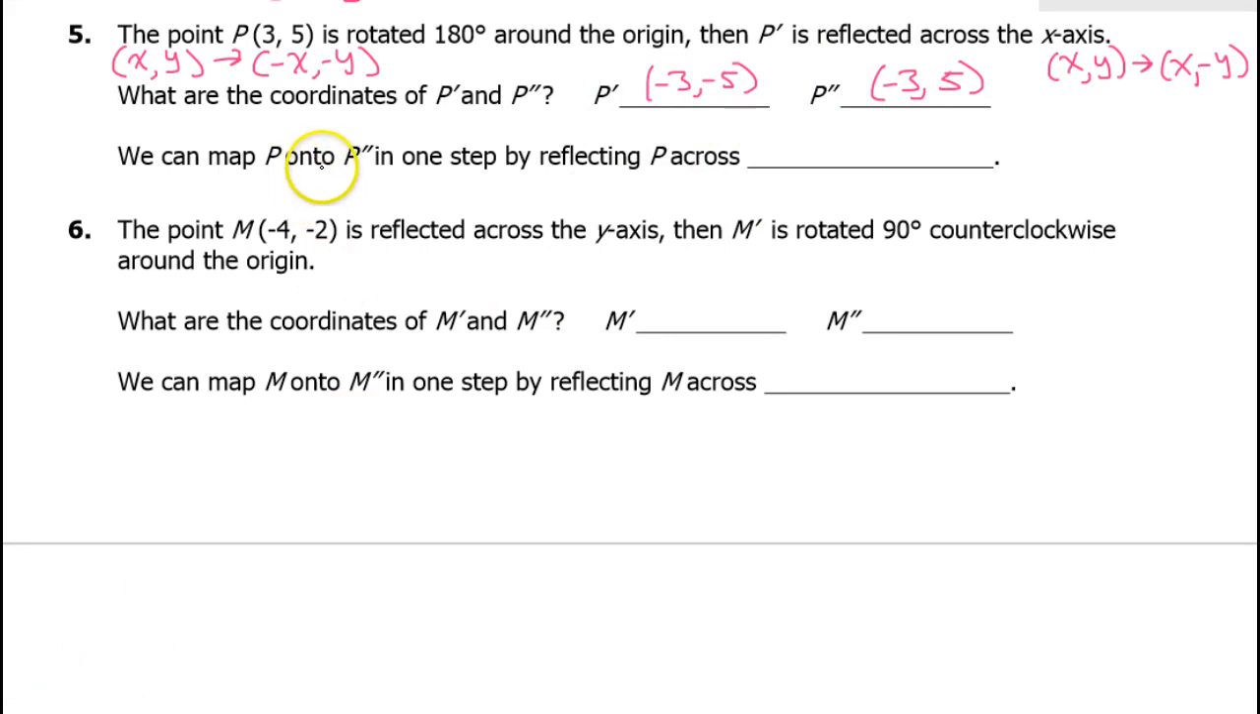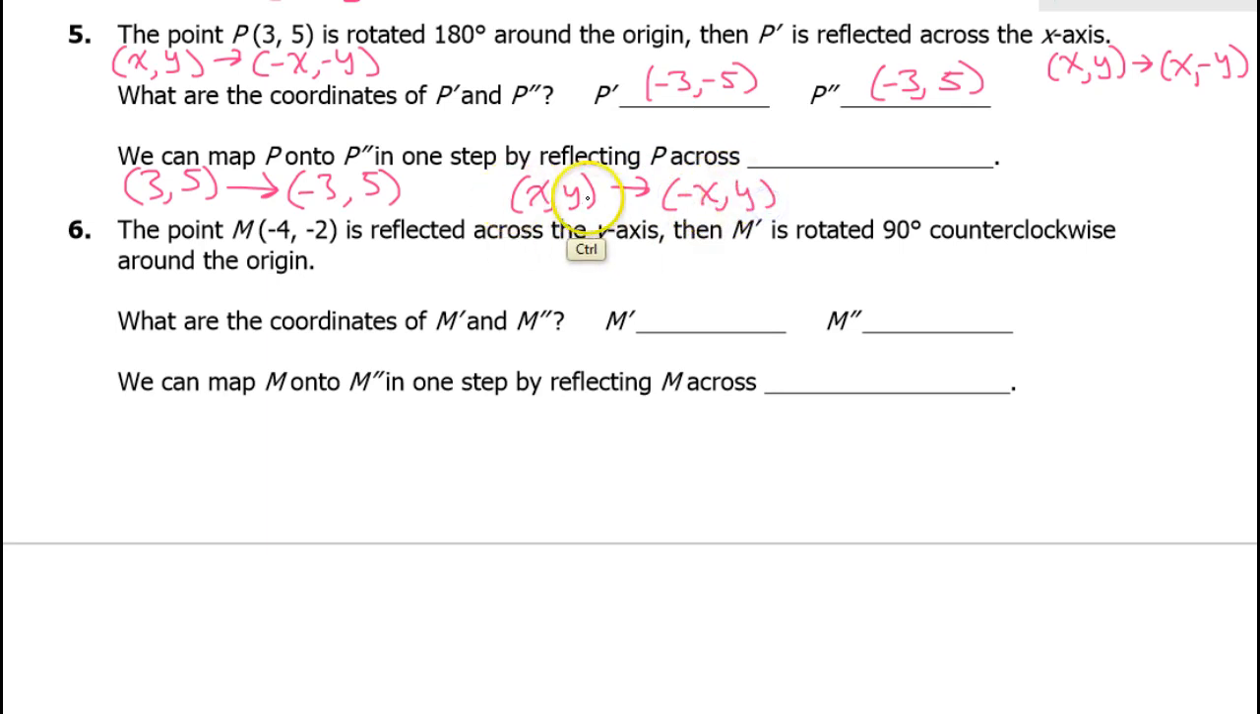All right, the second part of number 5 is interesting. They want to know, how could we map the original point P directly onto the final point P double prime in one step? Well, look at the points and look for the pattern. So the original point P was 3, 5, and then that became, in the end, the point negative 3, 5. Okay, so what happened? xy became negative x, y.